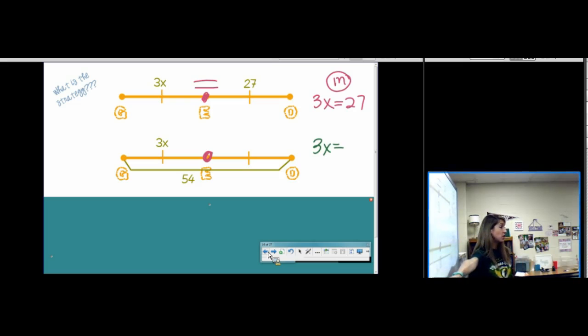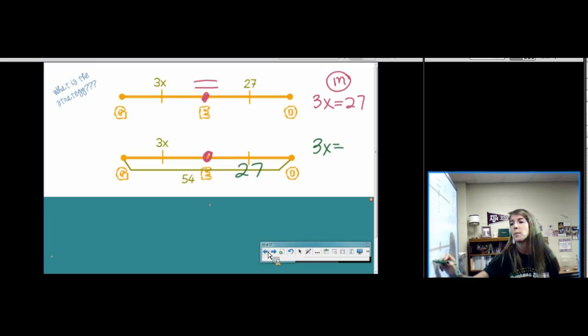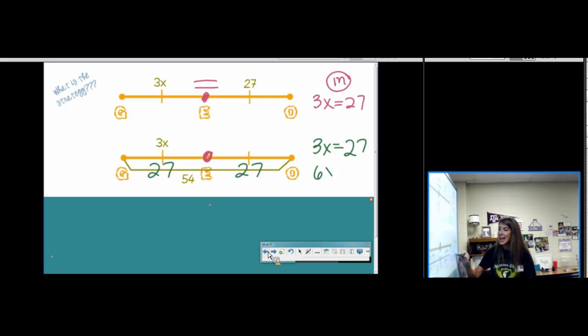What's 54 divided by 2? Did you say it yet? What is it? 54 divided by 2. It's right up here. Hello, Earth to first period. No one grabbed their calculator today? Yeah, they're both 27. This side's 27 and this side's 27. So our equation looks just like this one. Could you have done 6x equals 54? Absolutely could have done 6x equals 54 because that's 3 double.